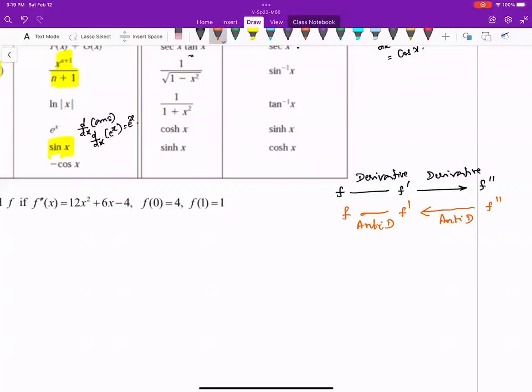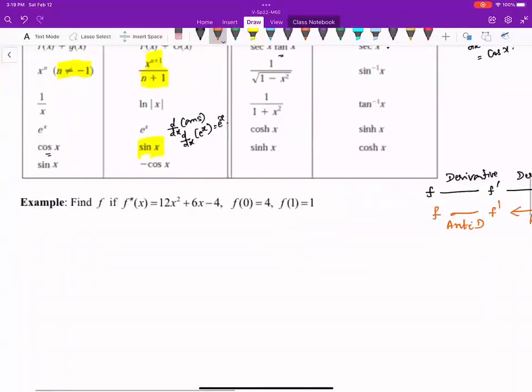So if you go from f to f double prime, you have to take the first derivative and the second derivative. If you are going from the second derivative to the function, then you have to take two antiderivatives. So find f, given that f double prime of x equals 12x squared plus 6x minus 4, and f of 0 equals 4 and f of 1 equals 1.